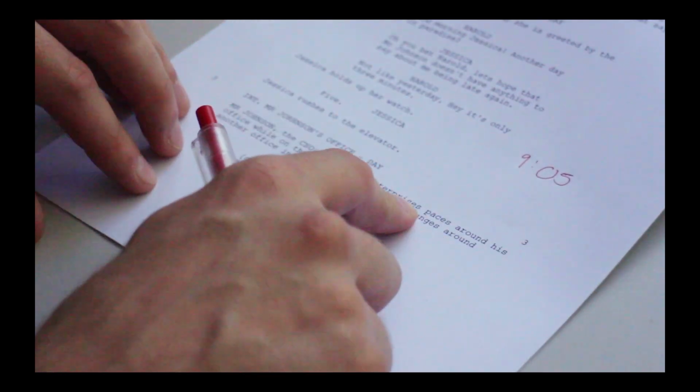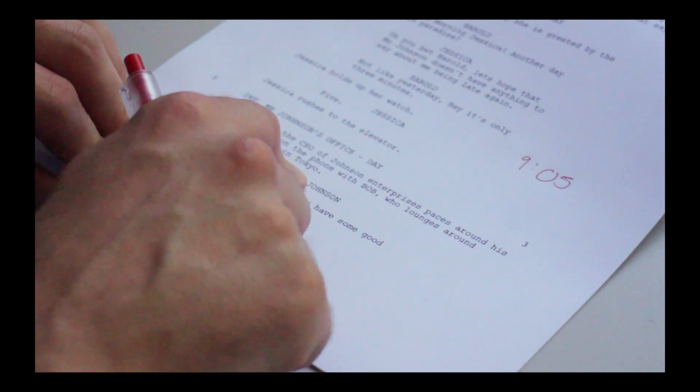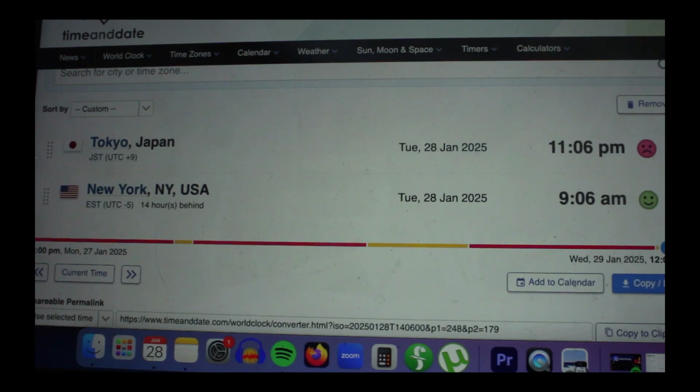Mr. Johnson's on the phone and he's talking to one of his associates in Tokyo. What time is it in Tokyo? It's very easy to figure out. You can just find one of those online time zone calculators. If we say, for example, we've gotten confirmation that this script takes place in New York City, we know that in New York, if it was 9:06 a.m., then in Tokyo, it would be 11:06 p.m. So we'll write that down as well.